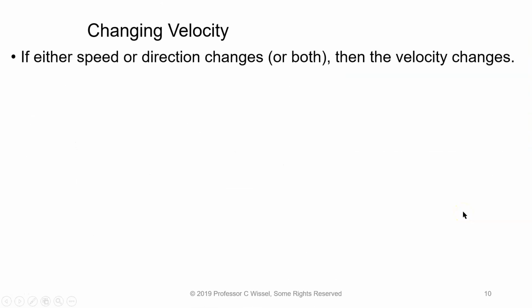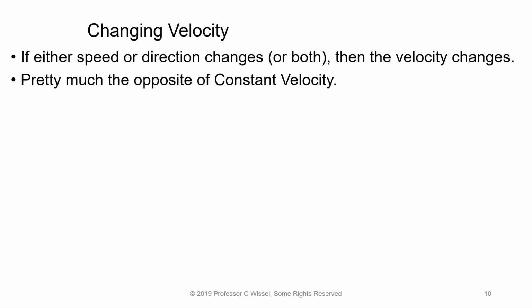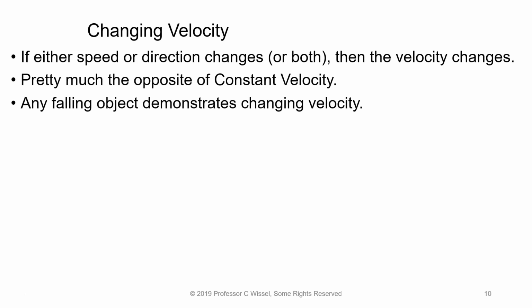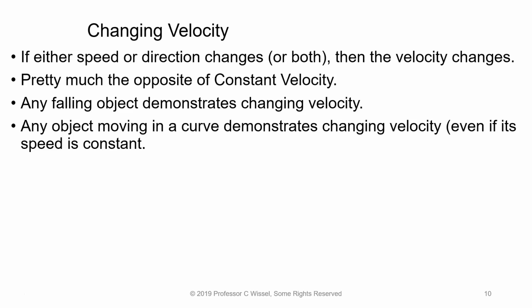So change in velocity: if either the speed or the direction changes, or both, then you have a change in the velocity, and that is called an acceleration. It's kind of the opposite of constant velocity, and any falling object demonstrates changing velocity. It goes faster and faster as it falls. Any object moving in a curve demonstrates a changing velocity, even if the speed is constant. And we call this acceleration.